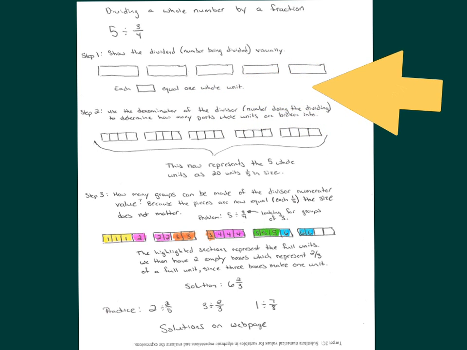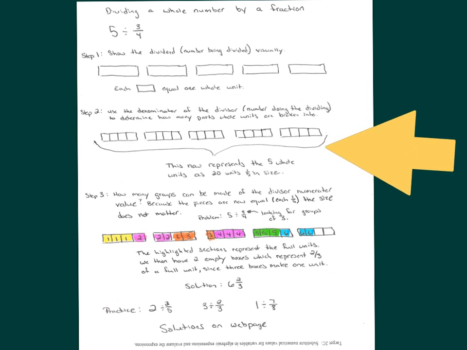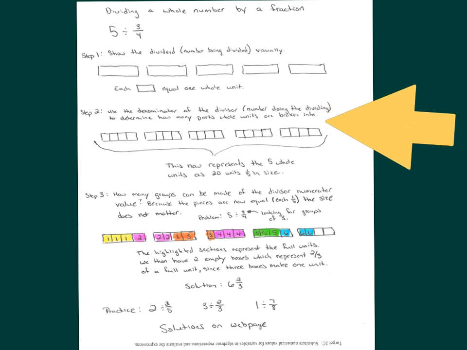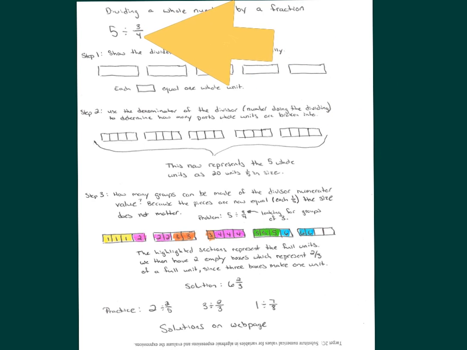When you're doing this process, this will all be one picture at the end. I just try to separate this out so that you guys could see step by step what we changed in this image. So step 2: use the denominator of the divisor, that number that's doing the dividing, to determine how many parts the whole units are broken into. In this case, that number is the 4 that the arrow is pointing to right now.